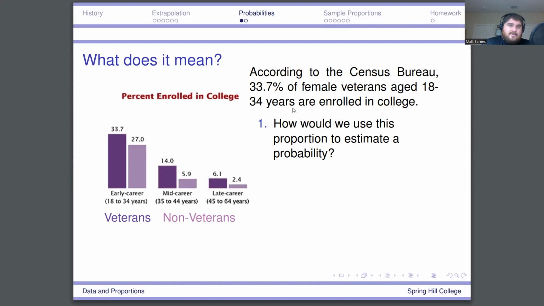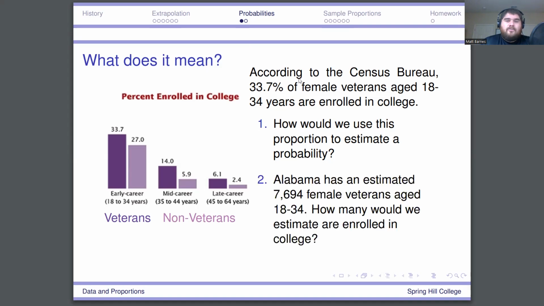Now, this is not going to be exact. This is not going to be perfect because, as we saw, extrapolations can sometimes get us in trouble, but they often serve as a good jumping off point to start discussions. So a good estimate may be 33.7%, or we could even generalize it further and say about a third. So if I go out and randomly select a female veteran aged 18 to 34, the probability that they would be enrolled in college is about one third, or if we want to be specific, 33.7%. Again, that's not the actual probability necessarily, but it is a good guesstimate that we can get from our sample and from our proportions.